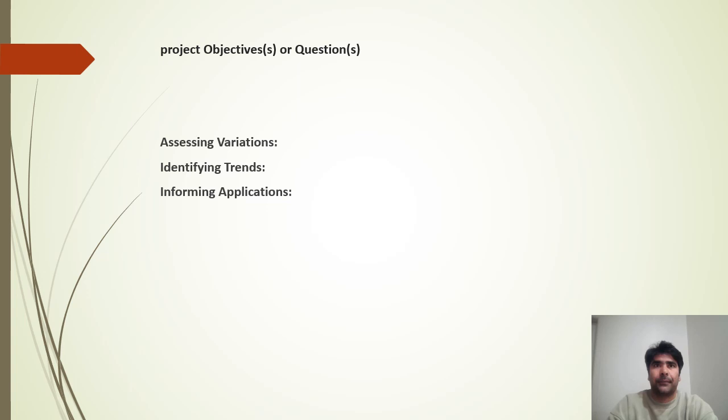Informing application. The project aims to provide valuable information for practical application by understanding the variation and trends in timber density. The findings can be used to inform decisions related to wood sourcing, product development, and quality control in relevant industries.